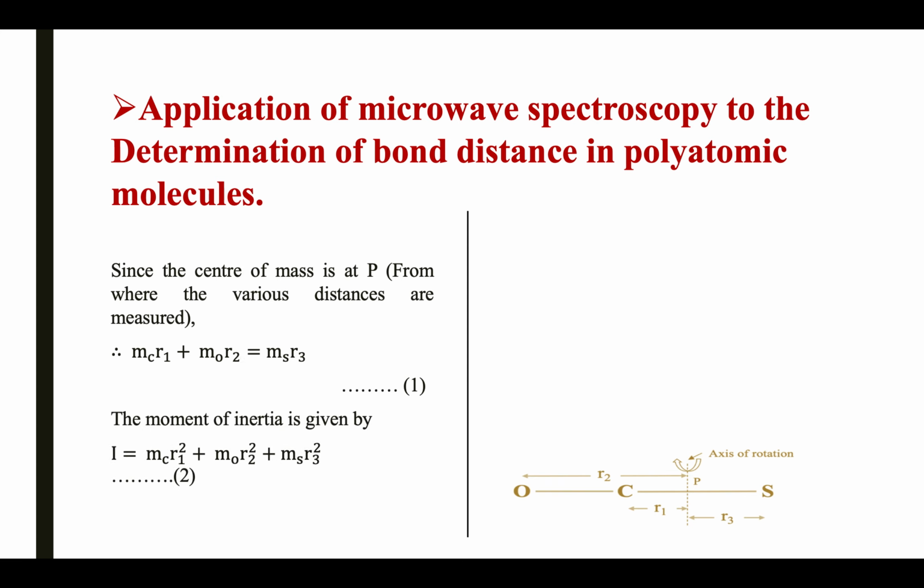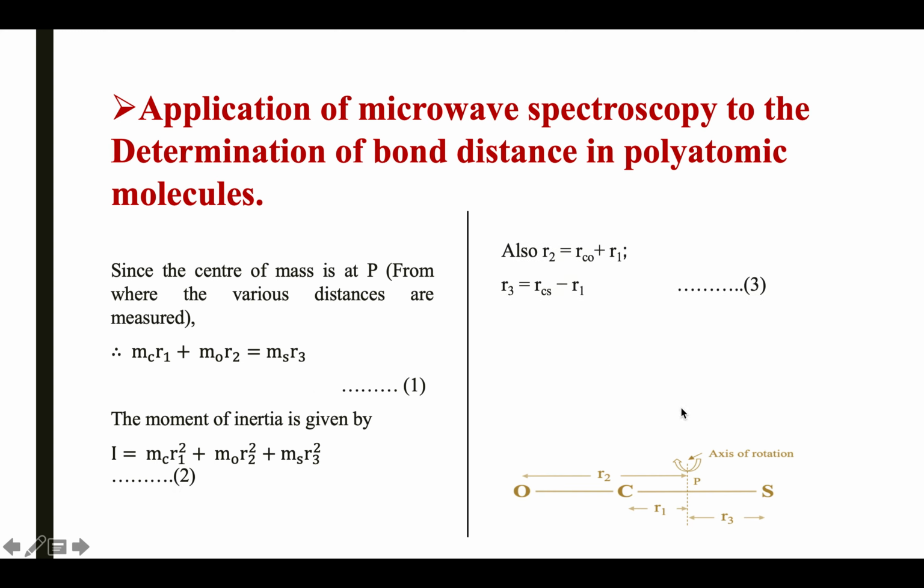Now we are calculating the moment of inertia for the whole molecule, carbon oxysulfide. For that we get this equation: I equals mass into distance squared for each atom, where the distance is measured from the center of gravity. So that is mC into R1 squared, plus mO, the mass of oxygen, into R2 squared, plus mS, the mass of sulfur, into R3 squared. All of this is addition. From that we get equation number 2.